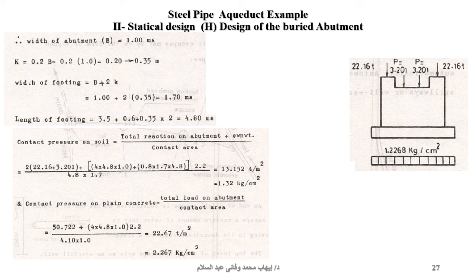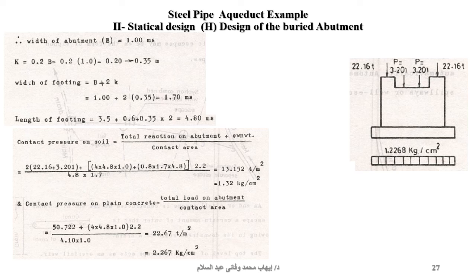We arrive at width of abutment equal 1 meter, K 0.2 B, then width of footing B plus 2K, it's equal 1.7, length of footing 4.8. Contact pressure on soil, total reaction on abutment that is own weight over contact area, 1.32 kilogram over square meter.